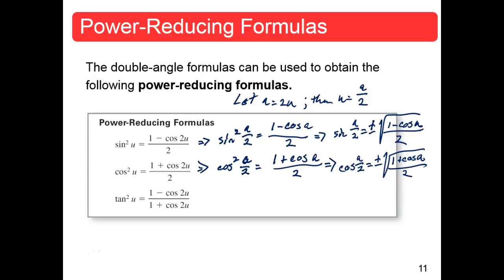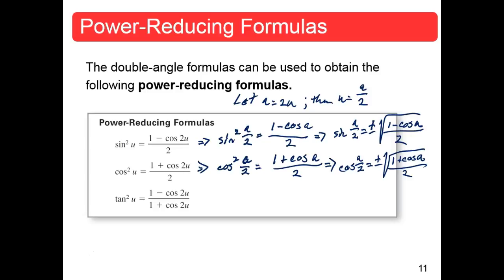All right, and again, that cosine: in the fourth quadrant, A over 2 looks like it's probably going to be in the second. And if it is in the second, cosine is negative. In that case, you use the negative. Okay, so the plus or minus doesn't really hurt you that badly.